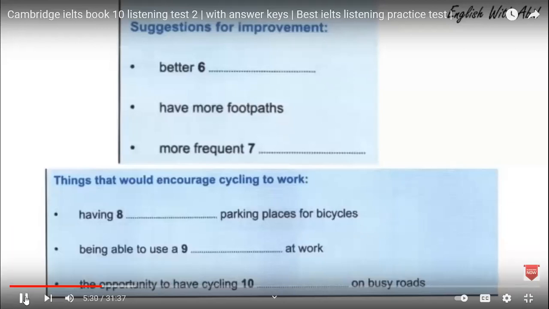Okay. And also, I'd have to cycle uphill. And on a hot day, I'd arrive at work pretty sweaty. So I think I'd need a shower somewhere at work. Right. And I suppose the last thing.